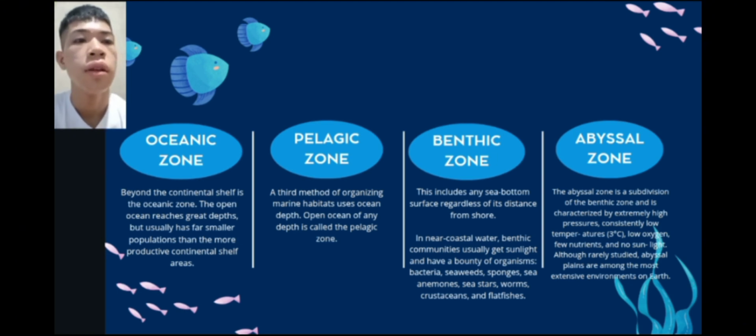Abyssal zone. The abyssal zone is a subdivision of the benthic zone and it's characterized by extremely high pressures, consistently low temperature, low oxygen, few nutrients, and no sunlight. Although rarely studied, abyssal plains are among the most extensive environments on Earth. The abyssal zone, also called the abyssopelagic zone, is a layer of the pelagic zone of the ocean. Abyss is a term derived from a Greek word which means bottomless. So take notes: abyss is from the Greek word which means bottomless.